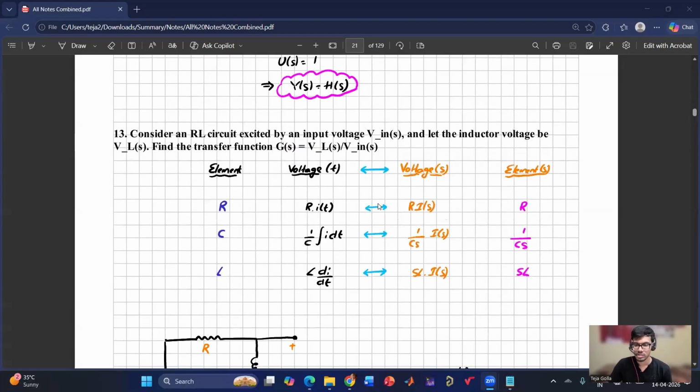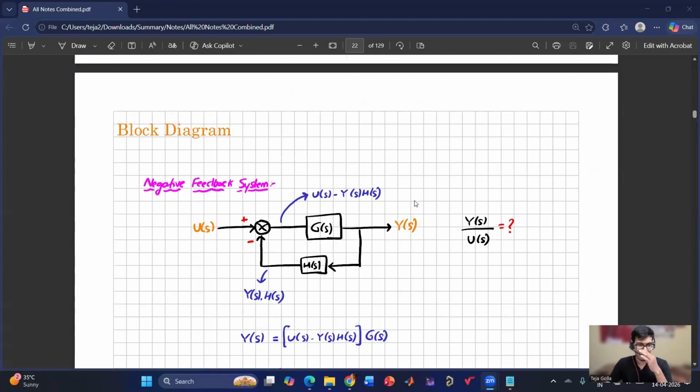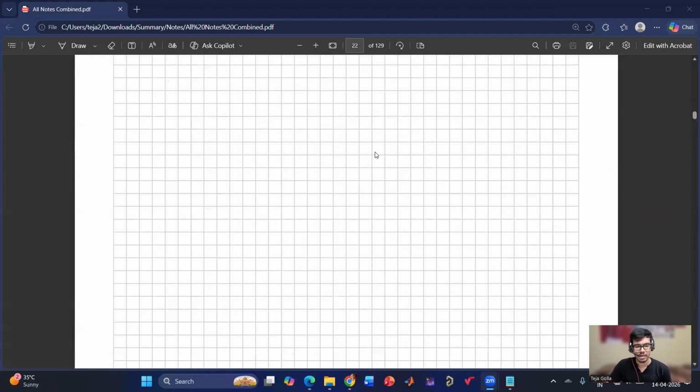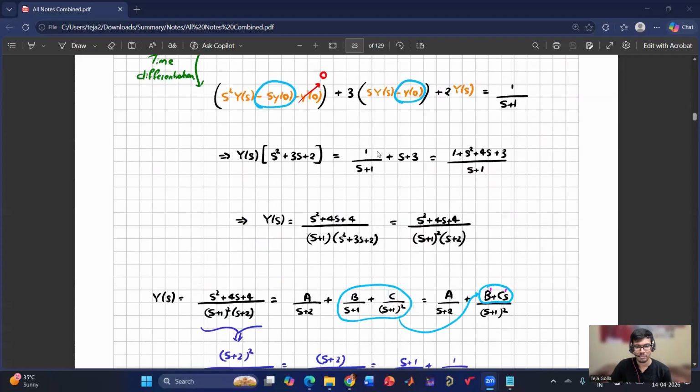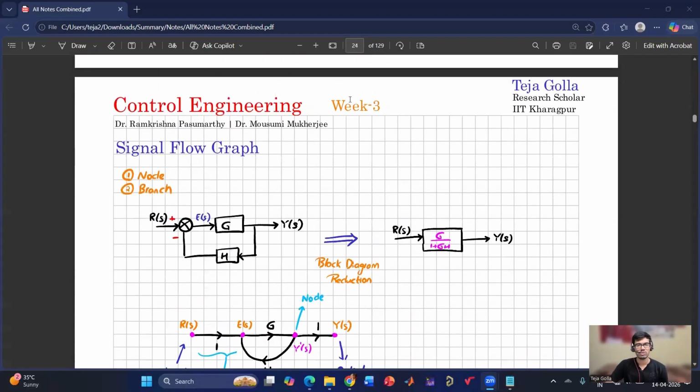We have defined it for the RLC circuit, and we have obtained the RLC circuit transfer function. And then we have also defined what a block diagram is, with the forward transfer function and feedback transfer function. And then we have also solved one ordinary differential equation using the Laplace transform. Had it been solved in the time domain, it may be a little bit difficult, but here we have solved one such problem. Yeah. So any doubts till week two?